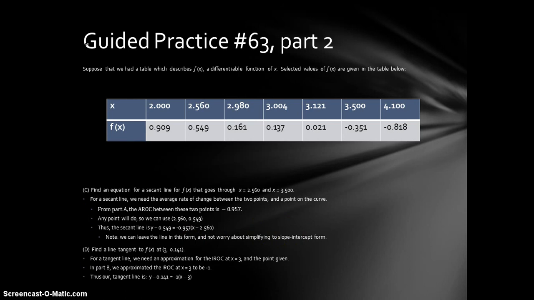Find a line tangent to f of x at 3, 0.141. So again, in part B, we approximated our slope. For our tangent line, the slope is our IROC, which is negative 1. We plug that in along with our point and we get y minus 0.141 is equal to negative 1 times x minus 3.